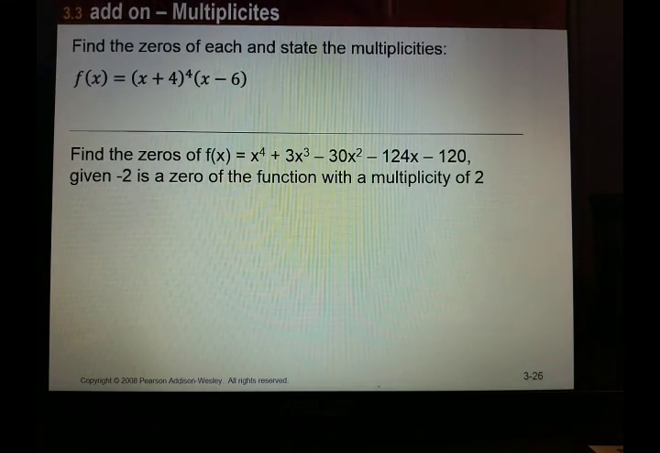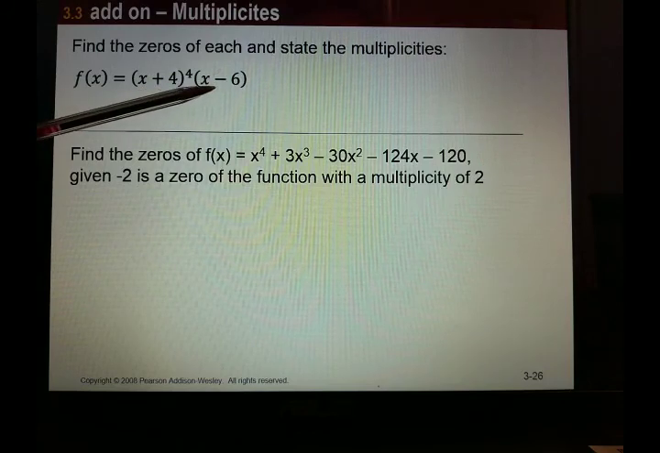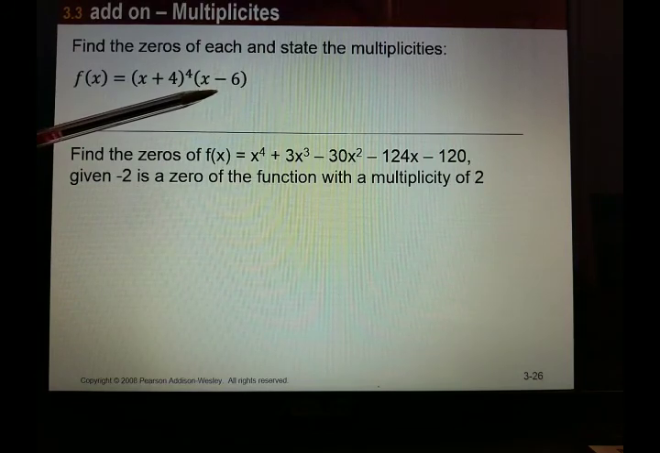All right, find the zeros of each and state their multiplicities. So the zeros of each means to take each factor equal to 0. So this first factor would be x plus 4 equals 0. Well, x would equal -4. This factor is x minus 6. Take it equal to 0 as well. So x minus 6 equals 0 would give me x equals 6.